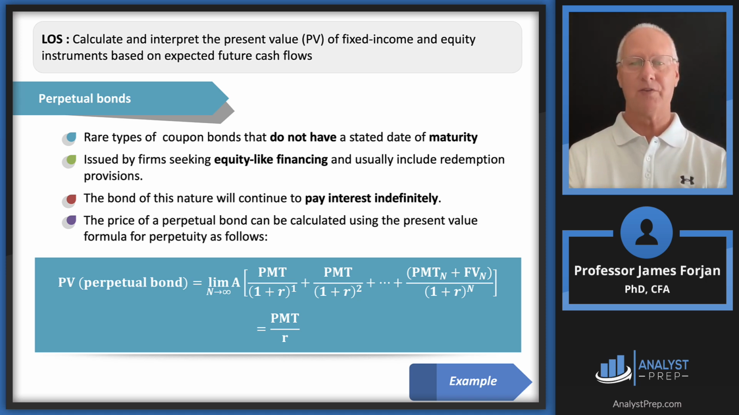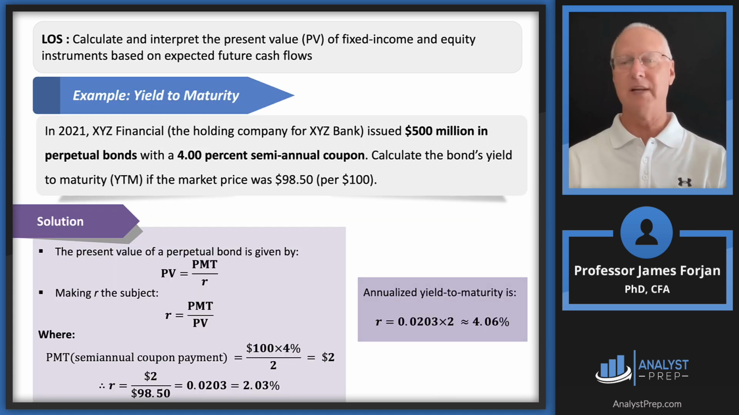All right, so pay interest indefinitely. Now, the cool thing for you guys is that this perpetual bond formula shrinks to a really, really simple one. All you got to do is take the payment divided by the decimal form of the interest rate. You don't even need a calculator for that. So let's do a quick example here.